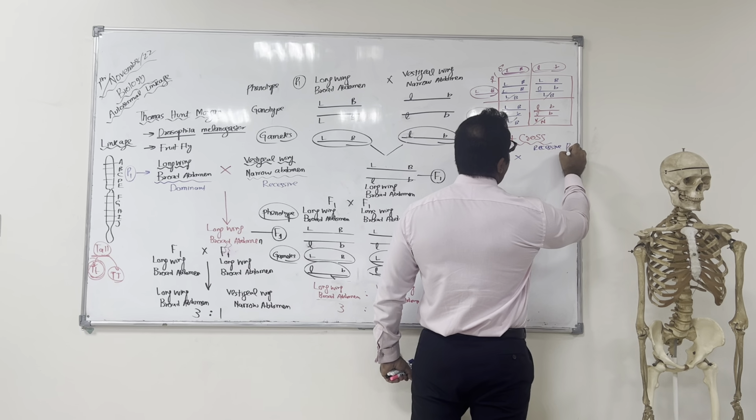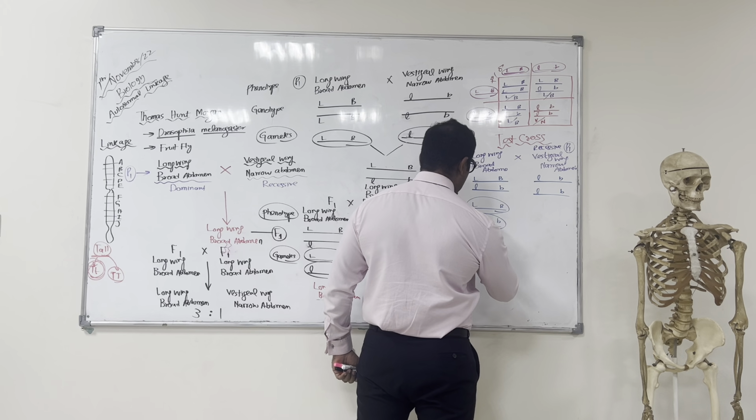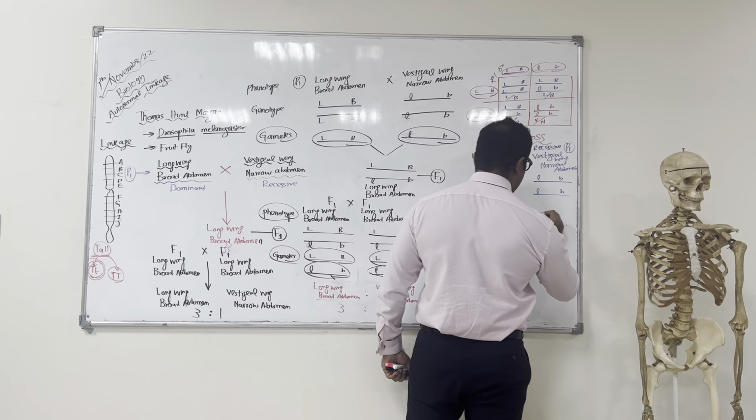Now please pay attention. Let's suppose that over here, this one is capital L, capital B, small l, small b. And this one you already know: small l, small b, small l, small b. Now the gametes formed over here will be capital L, capital B gamete and small l, small b gamete. Over here the gametes will be small l, small b, small l, small b. Now we make their Punnett square.